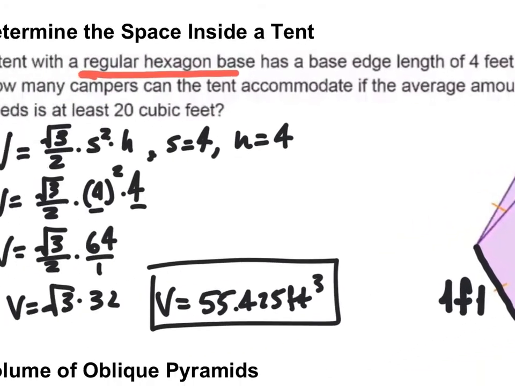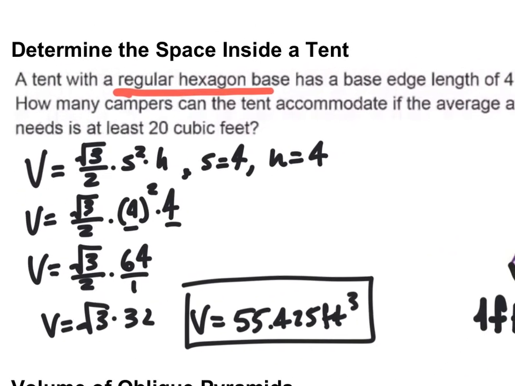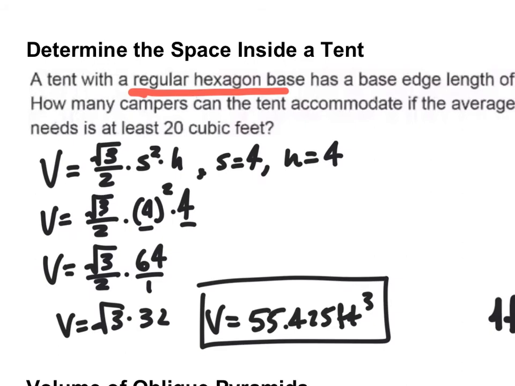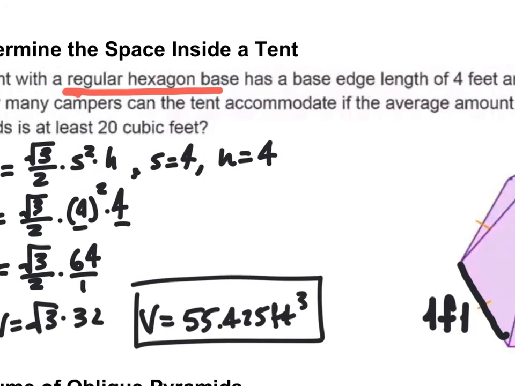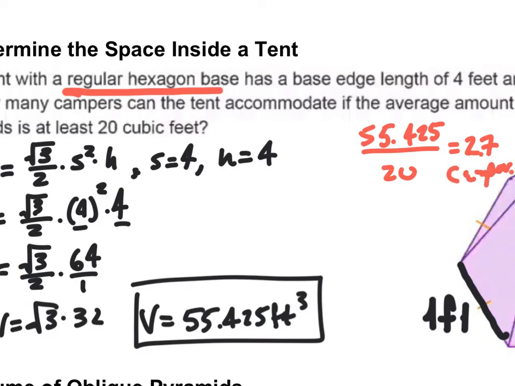Okay. Now they said, if you're trying to figure out how many campers this tent can accommodate, if each camper needs at least 20 cubic feet, I would say you take the volume, 55.425, and divide that number by 20 to figure that out. And it's going to give you about 2.7 campers. Now, that 0.7 of a camper isn't going to be a very happy camper.